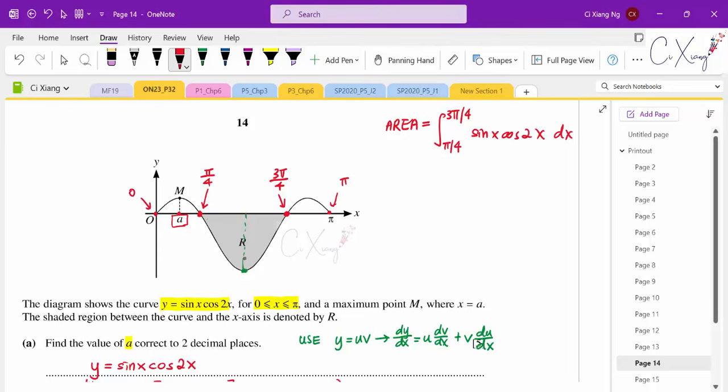But you should be aware that from the diagram, our area is below the x-axis. So if you integrate it directly like this, you'll get a negative value. For the area, we want a positive value. Therefore, I straight away swap the limits for this integration so that I will eventually get a positive value. So I swap it to become 3 pi over 4 on top and pi over 4 at the bottom. This is the setup of the integration step.